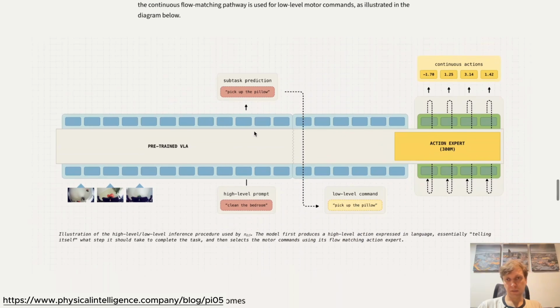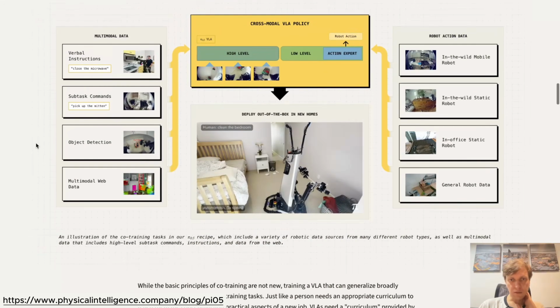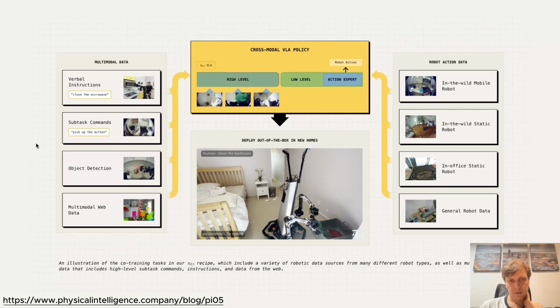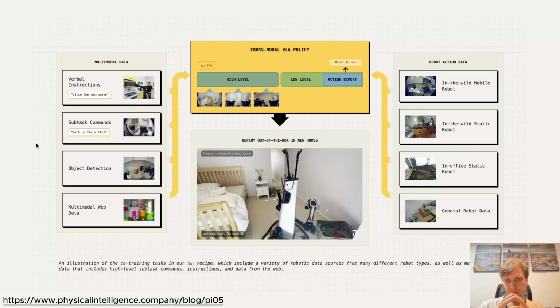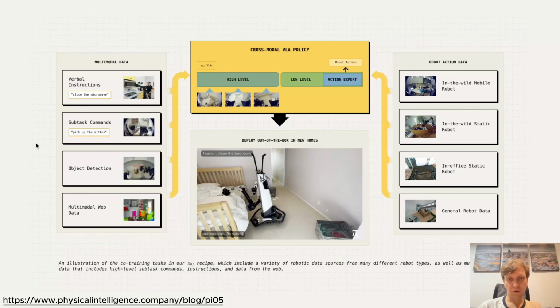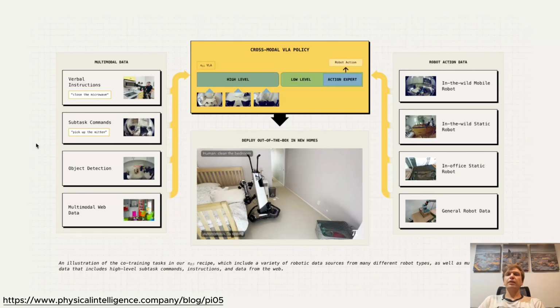I also want to show this schema that is very, very similar to what I showed on my slide. So they show that they use exactly the same VLM, exactly the same model. This model receives the high-level prompt, then it predicts some subtasks. These subtasks are sent again to the same model, the same VLM part, and then they finally generate continuous actions using the action expert. They also show all the data that they use for the training and the co-training on all the different types of data, both tokenized and not tokenized.